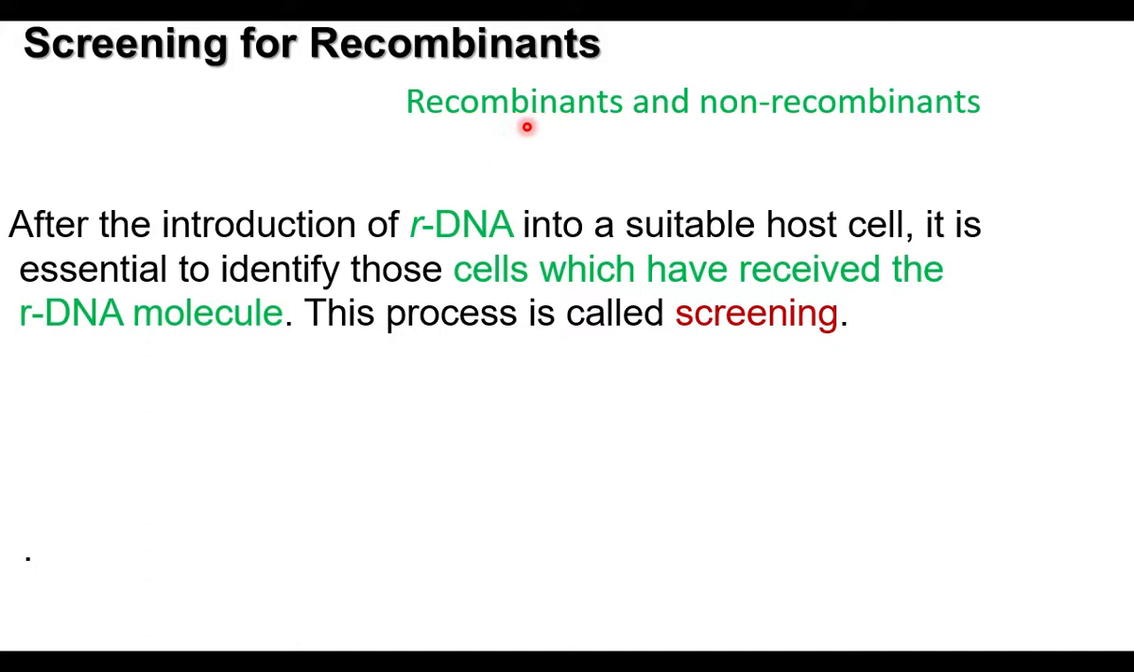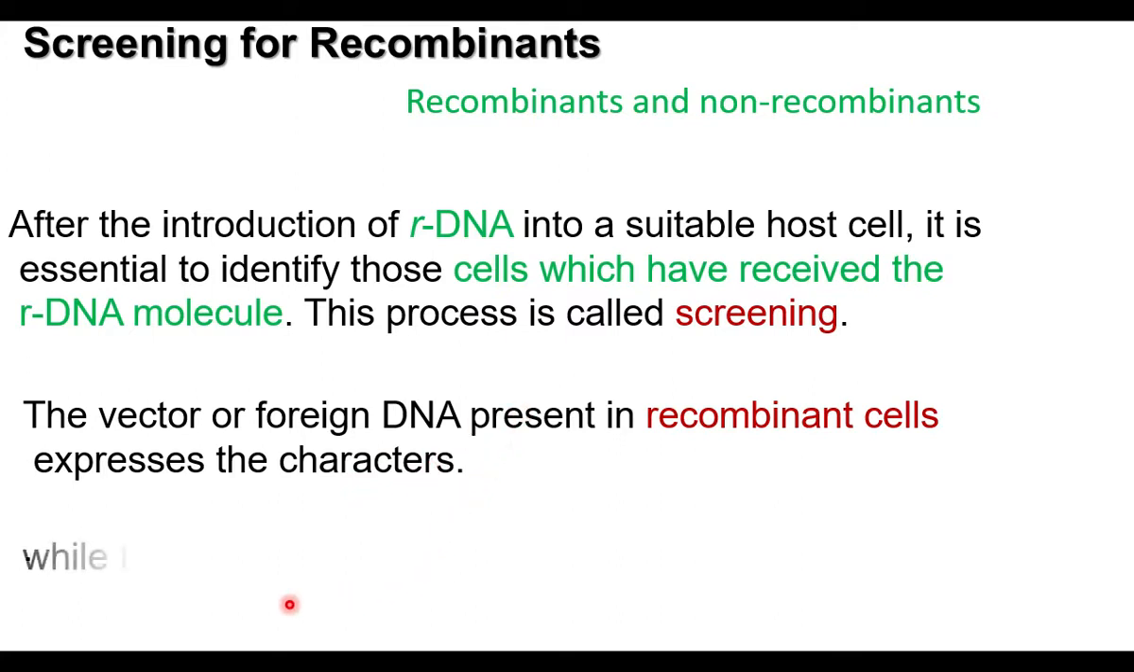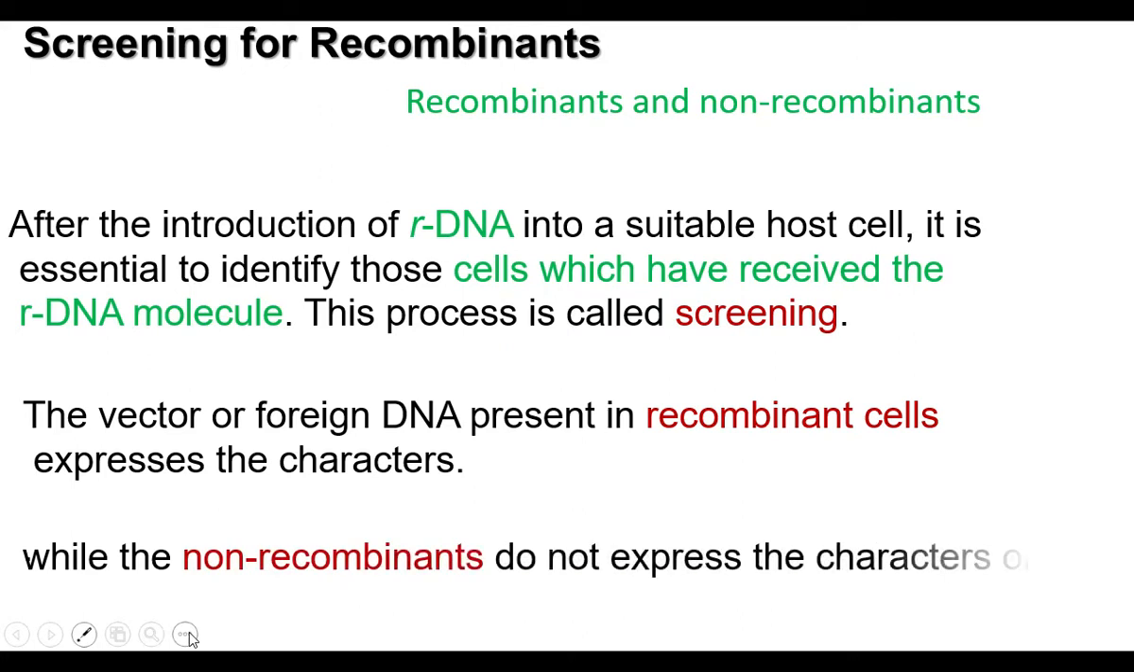Recombinants have the foreign gene or inserted gene. The vector or foreign DNA present in recombinant cells expresses its character. The recombinant cells have foreign DNA, so the character of the foreign DNA is expressed in the recombinant cells, while the non-recombinants do not express the characters or traits. We shall discuss the screening process in detail in the next video.